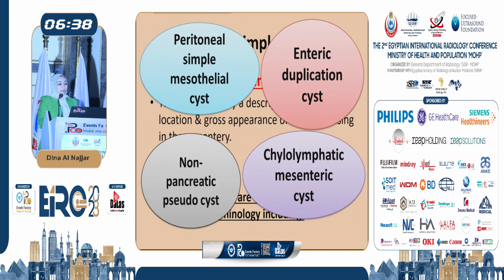First, the peritoneal simple mesothelial cyst, which is a simple cyst present within the small bowel mesentery. Enteric duplication cyst, related to embryology. And non-pancreatic pseudocyst, secondary to surgery, trauma, or infection. It is a sequela of incomplete liquefaction of these structures, encased in thick fibrous tissue. Chyliolymphatic mesenteric cyst may show a fat fluid level, and we can benefit from MRI, especially to detect the fat component from T1 out of phase or from the fat suppressed images.